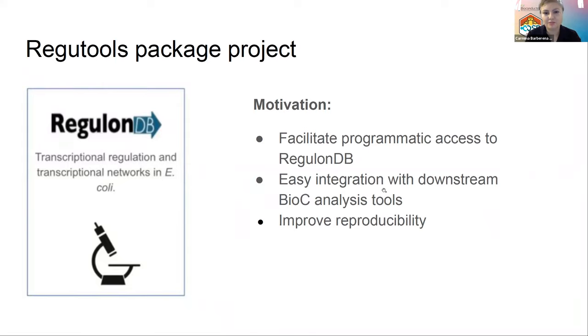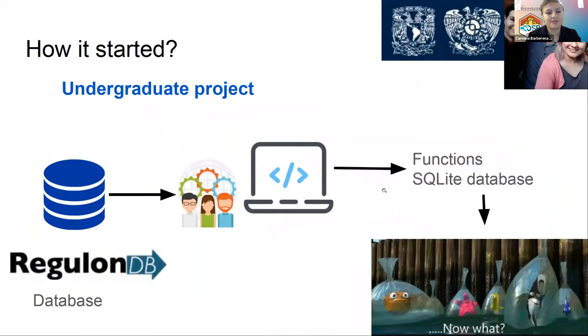When we presented to them, they told us that they wanted to build a package. Why do they need a package? Because they want to facilitate programmatic access to RegulonDB. They want integration with the downstream analyses that were done in the majority of cases with Bioconductor tools. And they also want to improve the reproducibility of these analyses. So how did everything start? This started in the RAID genomic project, where Leo and Alejandro are from also. Emiliano and I, together with Jose Alquicira, started this project.